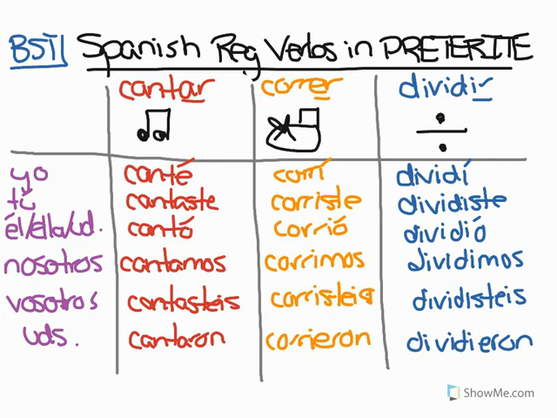And notice once again that correr and dividir have the exact same endings because ER and IR verbs in the preterite are conjugated the same.